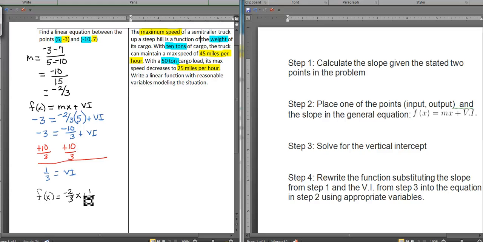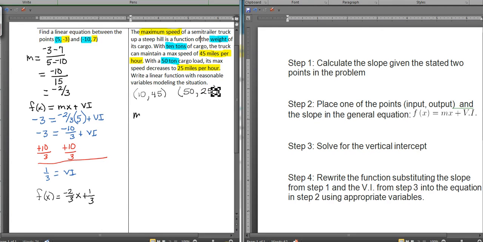Now if we look at this problem, the maximum speed of a semi-trailer truck up a steep hill is a function of the weight. Remember, the words after "function of" indicate the input, and so the weight is my input, so I know that the points given to me are (10, 45) and then I also have (50, 25). As you can see, as the weight increases, the speed is going to slow down, so this is going to be a line that goes downward.